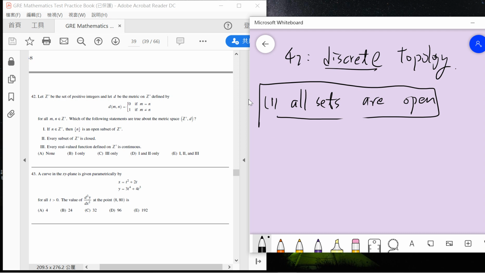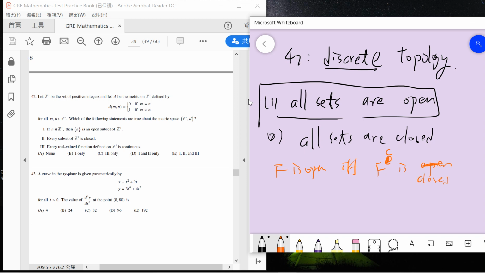How about the second one? Since all sets are open, all sets are closed. The reason is that F is open if and only if its complement is closed, and F is closed if F complement is open. Since every set is open, every complement is also open. So every set is also closed. So 2 is correct. How about 3?